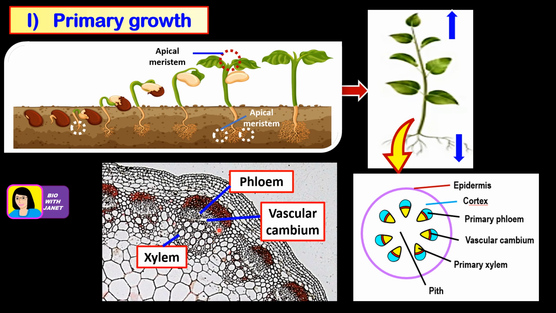And then there's a layer of cambium here, which is not clear, between the phloem and the xylem. So this is the primary xylem. We know this is primary.